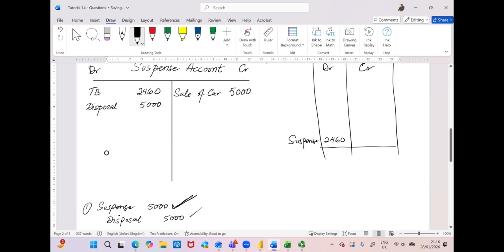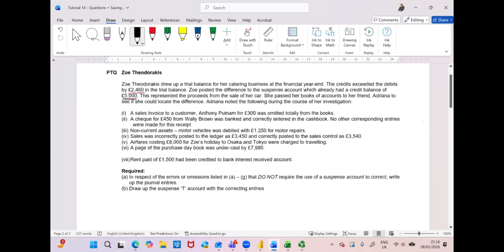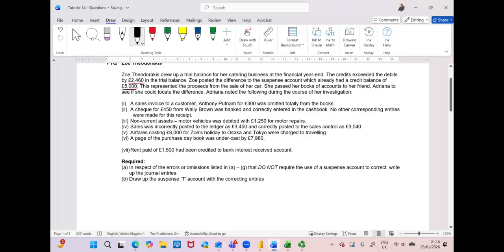The next part. Let's look at the next transaction. It says, a sale invoice to a customer, Anthony, for £300 was omitted totally from the books. Means it was not recorded at all. Therefore, we need to record it.